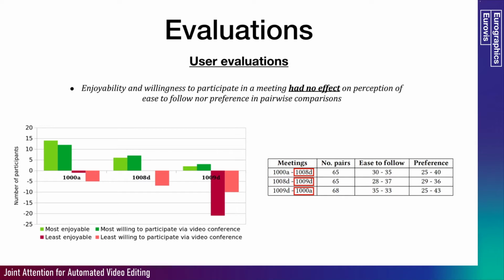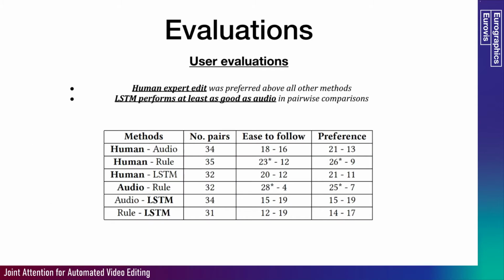So first, looking at the pre-survey on the meeting preferences, we found that it had no effect later in the pairwise comparisons on whether a video clip was found easier to follow or more preferred. In pairwise comparisons, we found that the human expert edit was still preferred above all other methods, and the rule-based edit was the least preferred of all. And LSTM outperforms audio in pairwise comparisons.